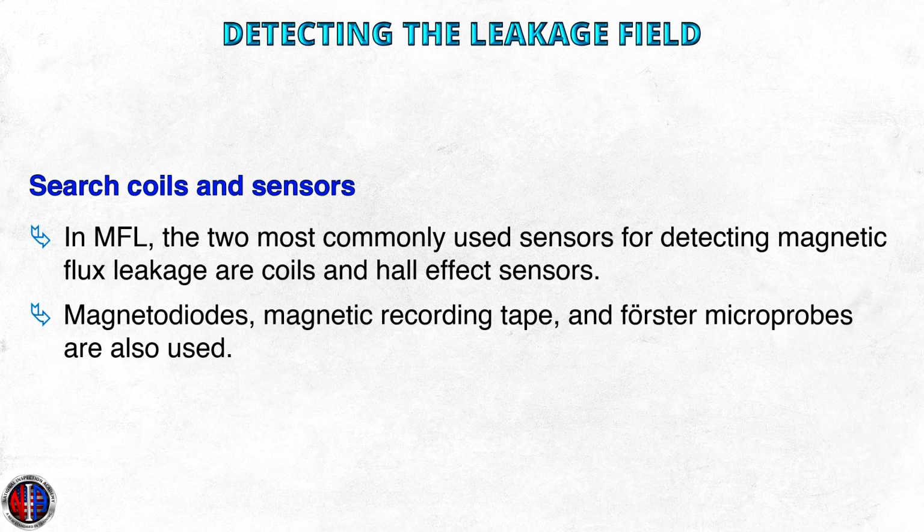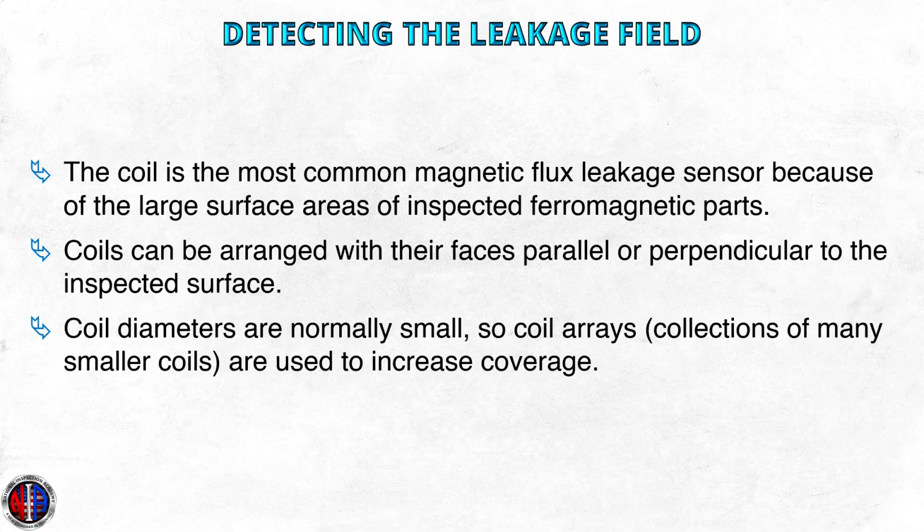Detecting the leakage field. Search coils and sensors. In magnetic flux leakage, the two most commonly used sensors for detecting magnetic flux leakage are coils and Hall effect sensors. Other sensors, such as magnetodiodes, magnetic recording tape, and Forrester microprobes, are also used. The coil is the most common magnetic flux leakage sensor because of the large surface areas of inspected ferromagnetic parts.